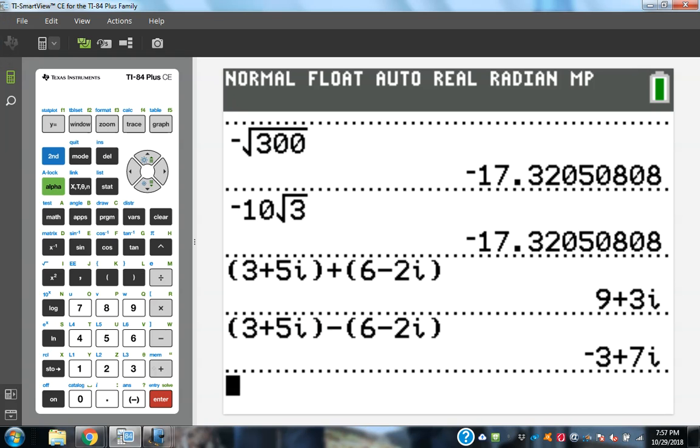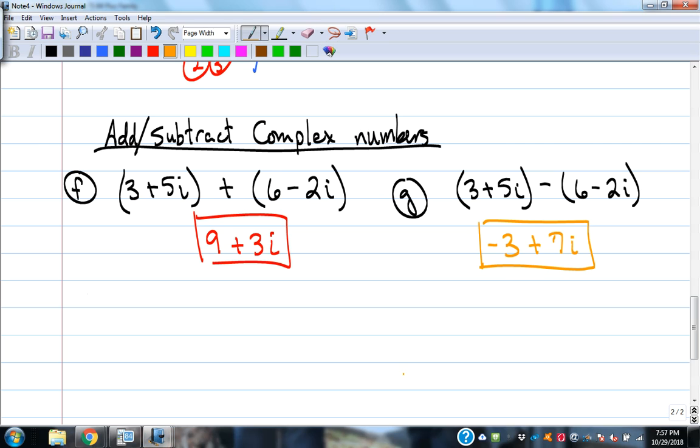Okay. Your calculator can handle the i's. I don't use it much for addition or subtraction just because I'm faster at just doing it, because it's just like terms. It's not difficult. That doesn't mean you can't. Now, when it comes to multiplication and division, maybe it is a little more helpful with that.